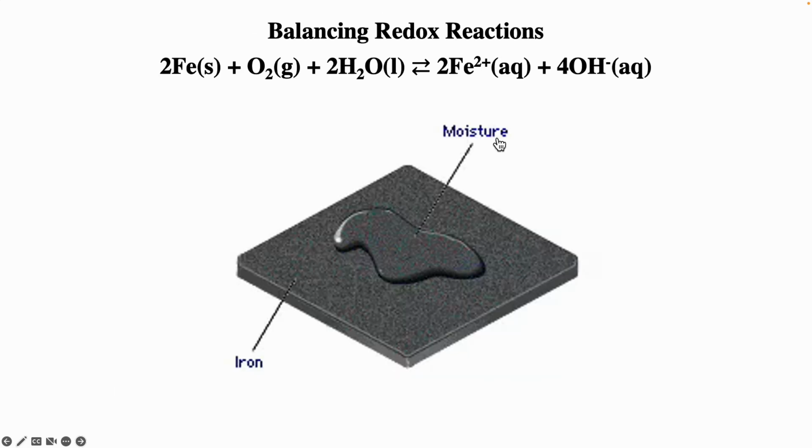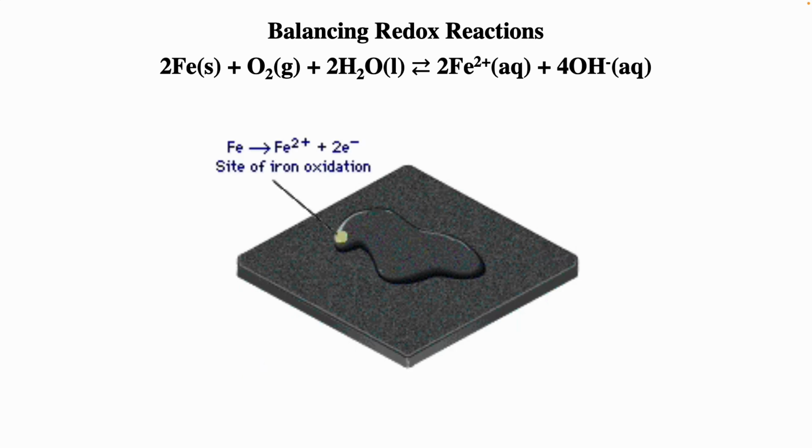So if we look at this reaction, we have iron plus oxygen plus water going to iron ions plus hydroxide. And so the formation of rust is just the oxidation of the metal. When metallic iron is exposed to water and oxygen, it undergoes a product-favored redox reaction. The oxidation of iron produces Fe2+ ion and releases electrons.